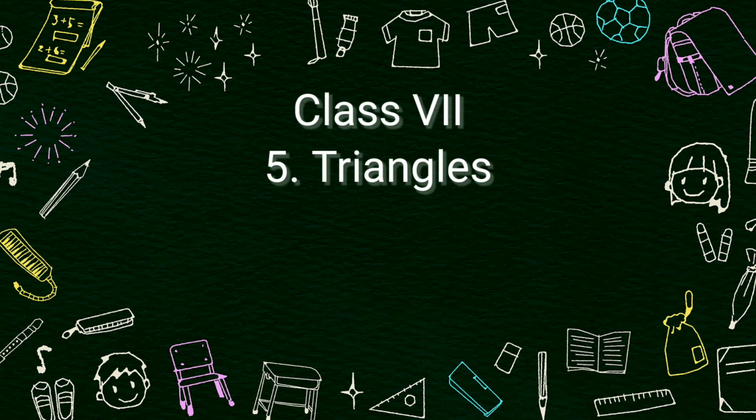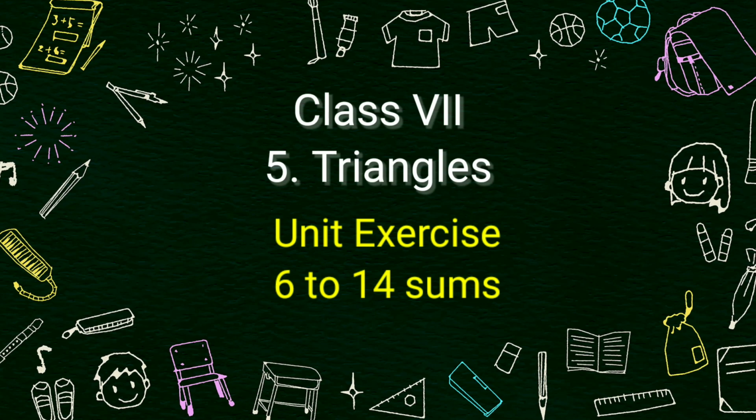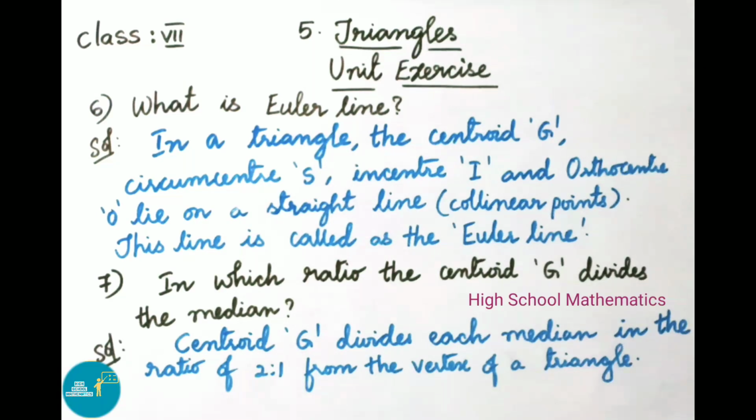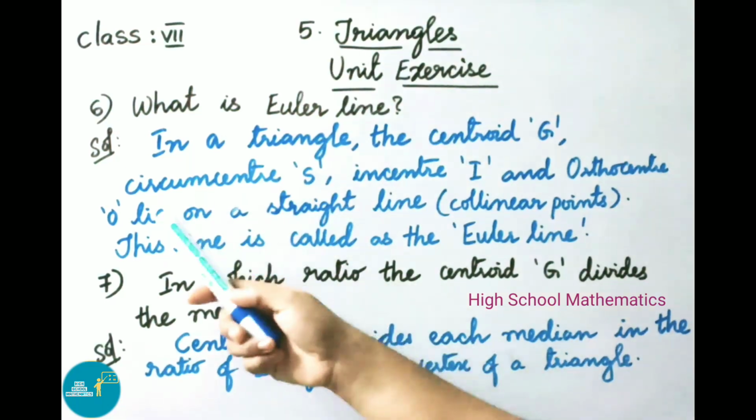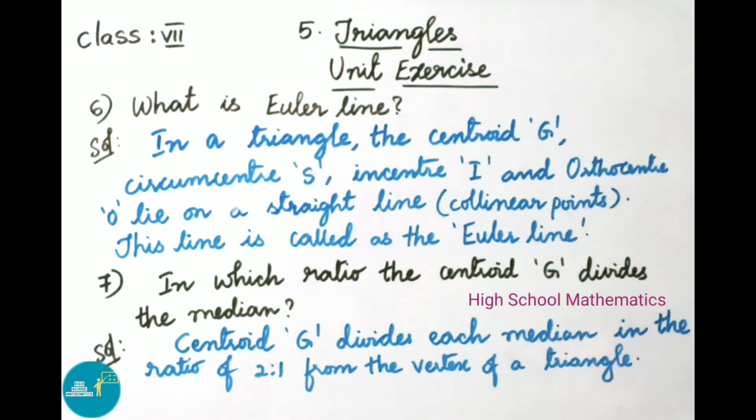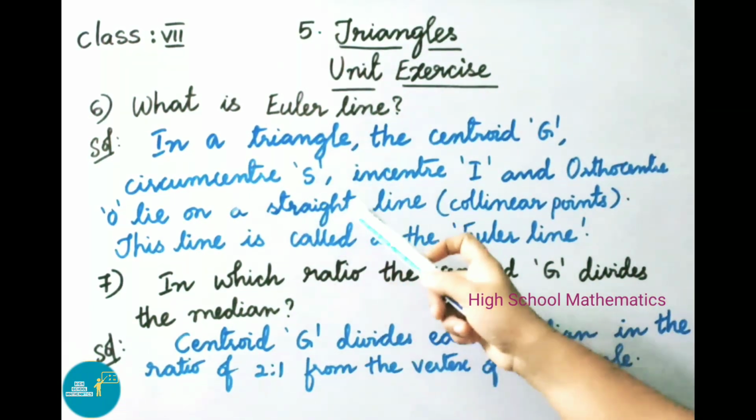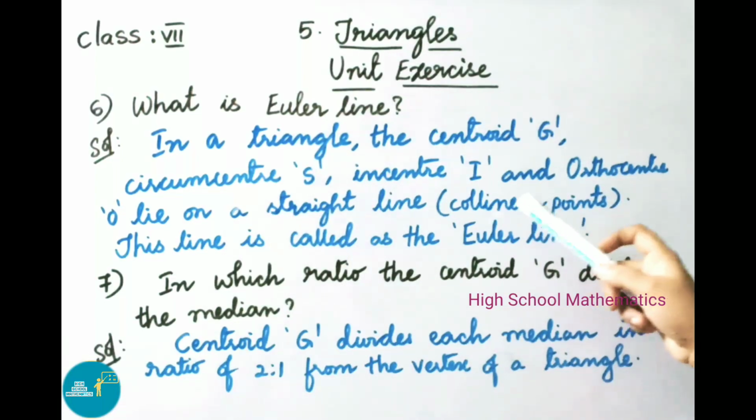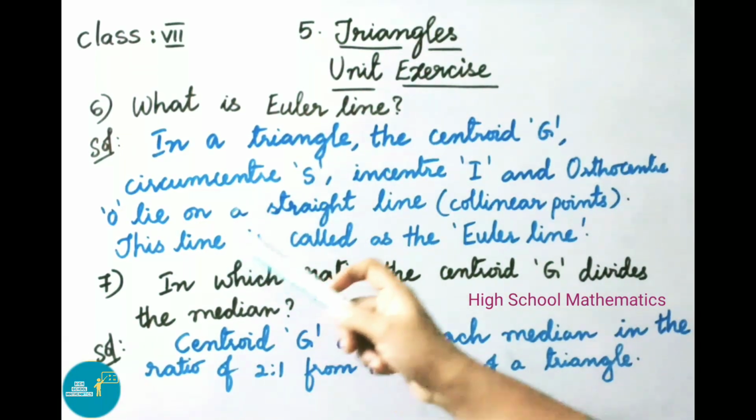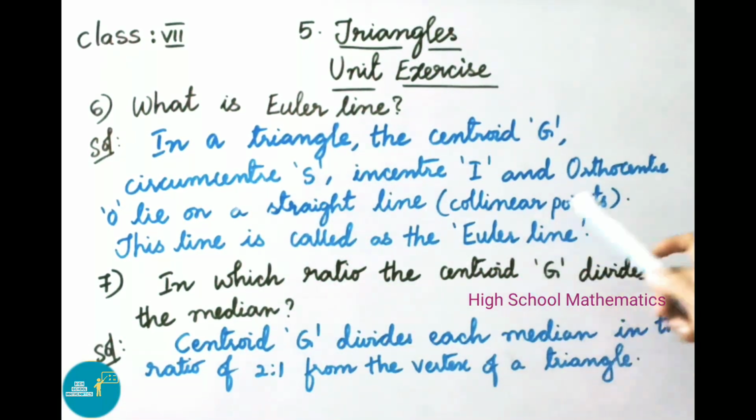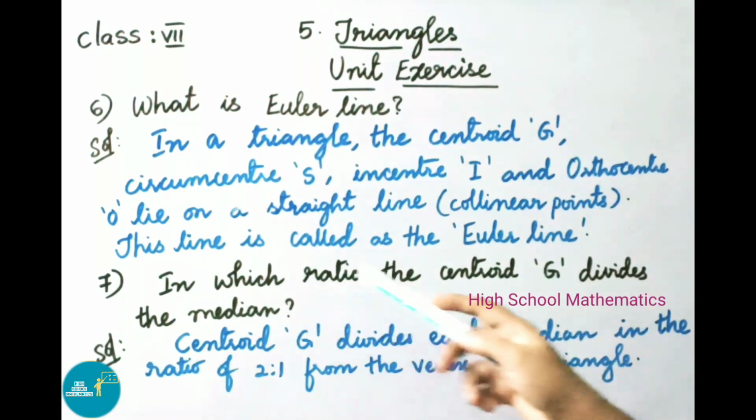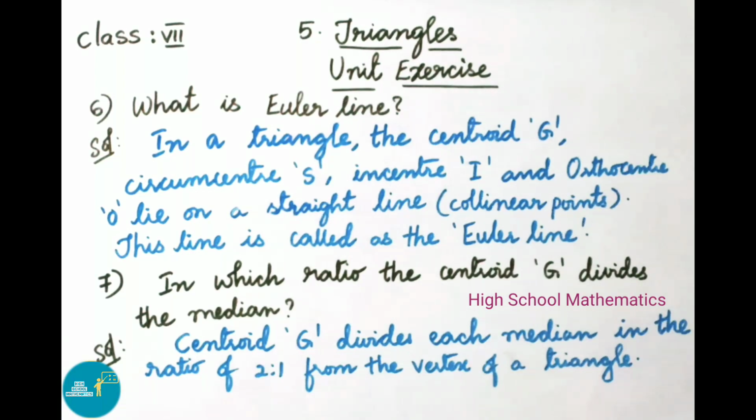Today we are going to learn Class 7 Chapter 5 Triangles Unit Exercise 6th sum onwards. See now question number 6. What is Euler line? Let us see the solution. In a triangle, the centroid G, circumcenter S, incenter I and orthocenter O lie on a straight line. That means if they form collinear points, this line is called as the Euler line.